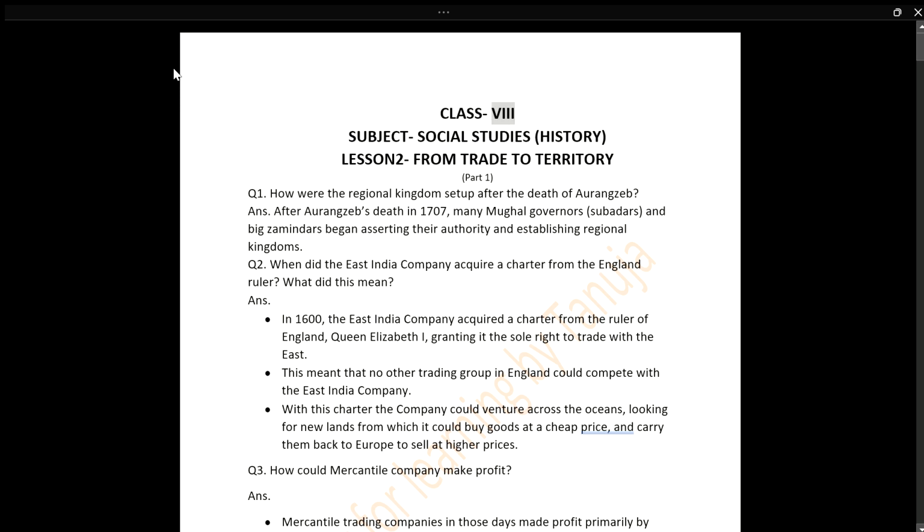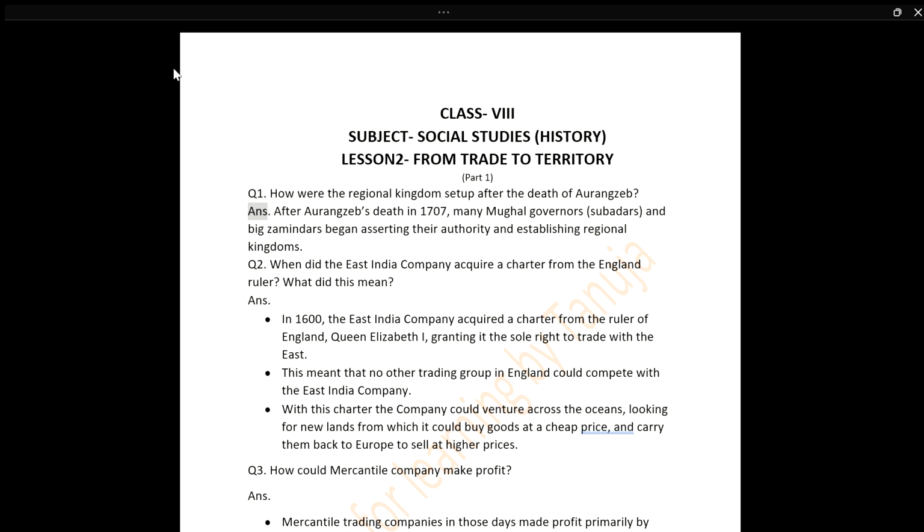Class 8. Subject: Social Studies, History. Lesson 2: From Trade to Territory. Part 1. Q1. How were the regional kingdoms set up after the death of Aurangzeb?